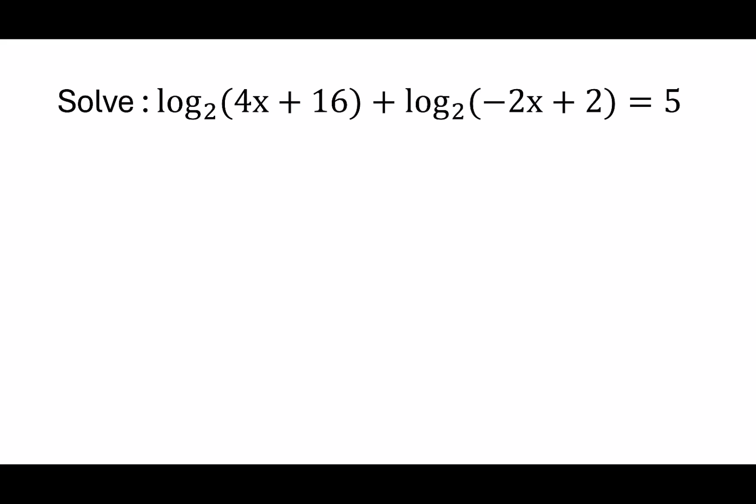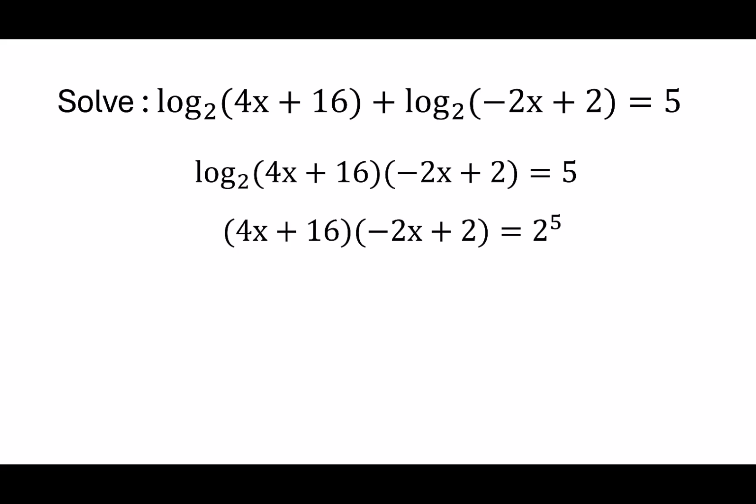So instead of having the log base 2 of 4x plus 16 plus log base 2 of negative 2x plus 2, I'll have the log base 2 of 4x plus 16 times negative 2x plus 2, and that's still equal to 5. Now that I have my one log, I can use the definition. That says 4x plus 16 times negative 2x plus 2 is equal to 2 to the fifth.